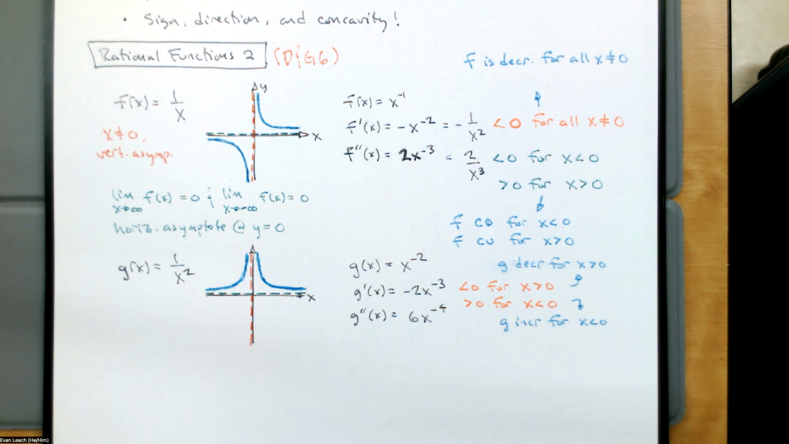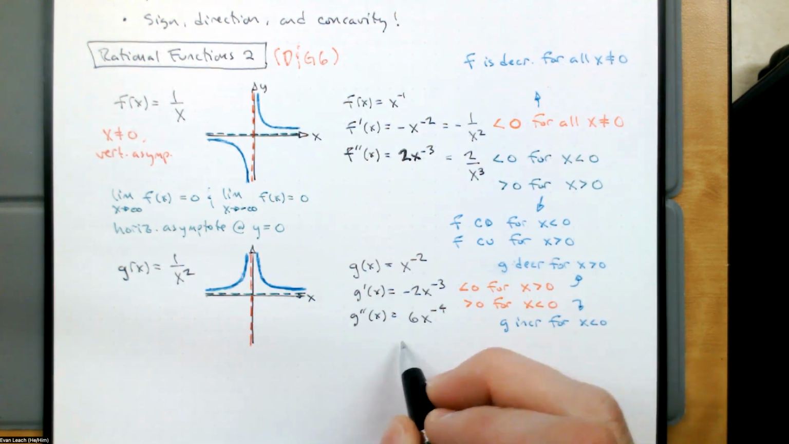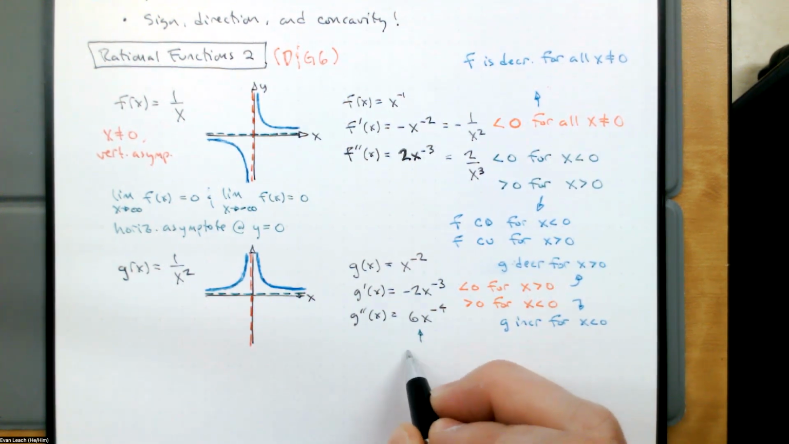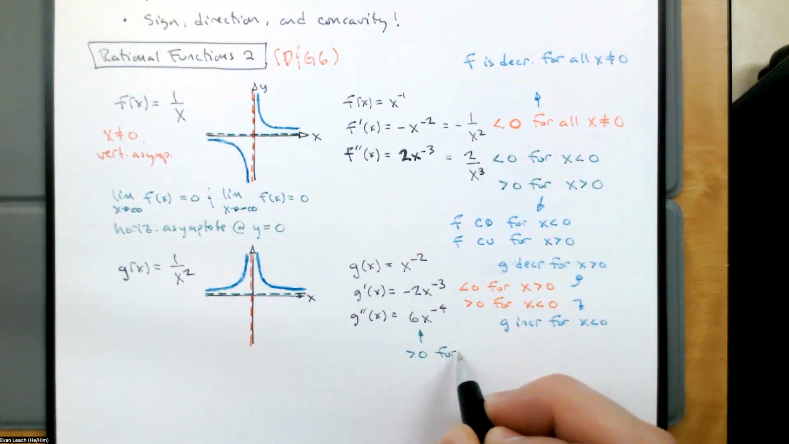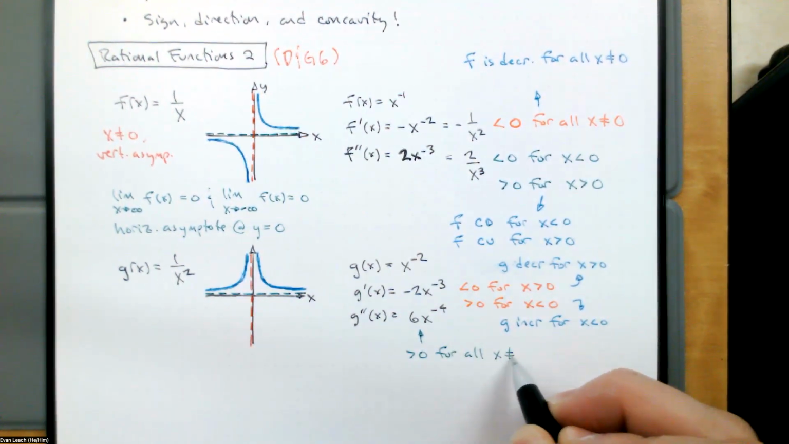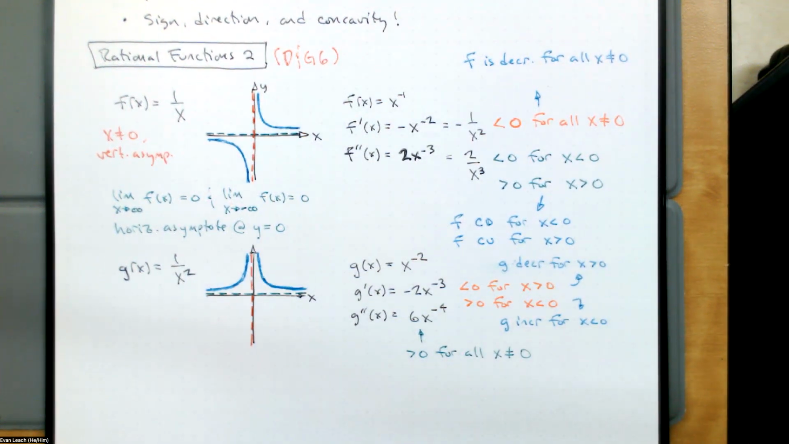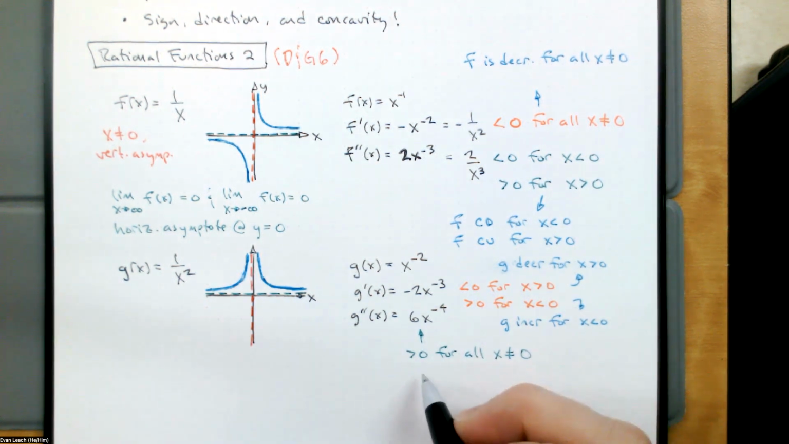When we look at this graph, we can see that the function is always concave up, and we see that reflected in the sign of the second derivative. The second derivative has an even exponent and a positive coefficient. So that means the second derivative is always positive. The second derivative is positive for all x that isn't 0. And so that tells us that g is concave up for all non-zero x.